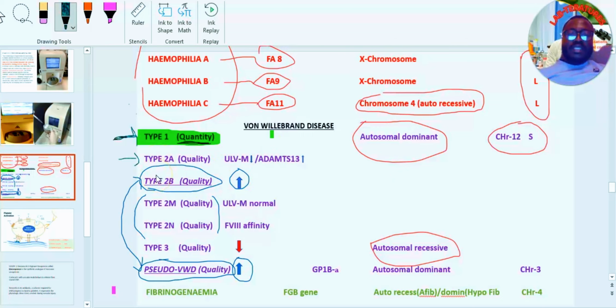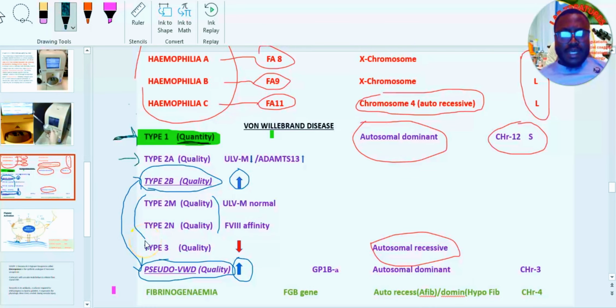And apart from that, the rest were treated in pairs. That made it so much easier. So if you throw away the first one, quantitative, the second one has defective binding and also low ultra-large Willebrand multimer. The rest were treated in pairs. Now we treated the 2B and C, which both have a hyper-regulation of their binding sites. And we came to the 2M and 2N. They are all qualitative. One is not binding to platelets properly, the other is not binding to factor VIII properly. And in this, there is a normal ultra-large Willebrand multimer.